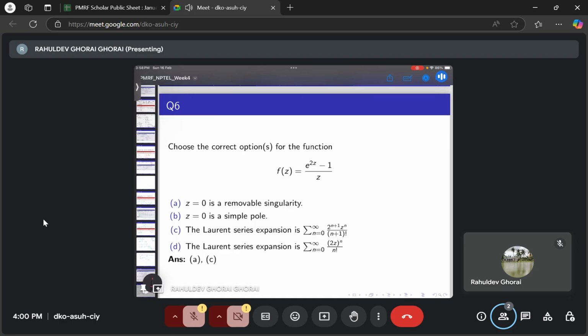Okay, so the first option, one can try option by option. Is z equal to 0 a removable singularity or not? To do that, what is the easiest way? Just take the limit as z tends to 0 and see whether it is finite. If it's finite, you can remove that singularity. Just by putting z equal to 0, it seems to be a singularity. Of course it has one, but whether that is removable, whether you can put a value of f(0) equal to something and just remove the singularity.